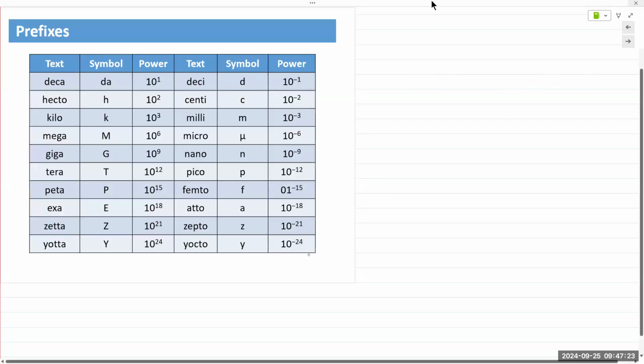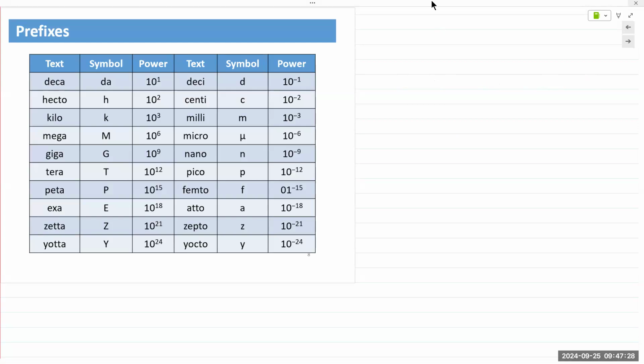As engineers, we deal with very large variation in numbers and values. We deal with very small numbers and very large numbers, so we use unit prefixes. Otherwise, you'd be writing out 9 or 10 zeros in every single value that you use.